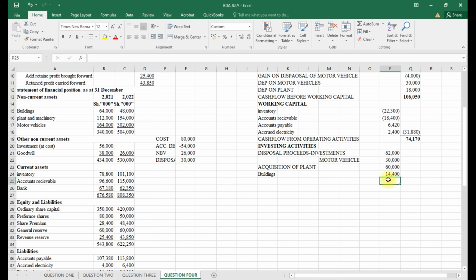So it means we had a gain. Either we disposed of the building. So for the acquisition, it's supposed to be a negative. When you acquire, that's a negative. The building is positive.